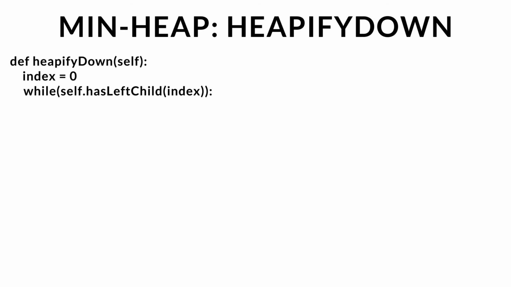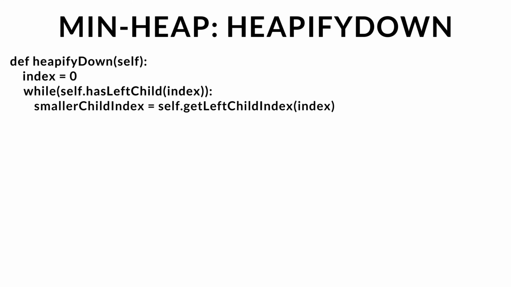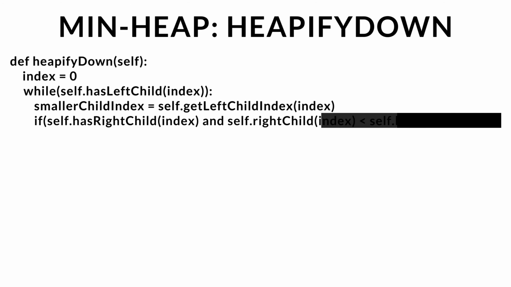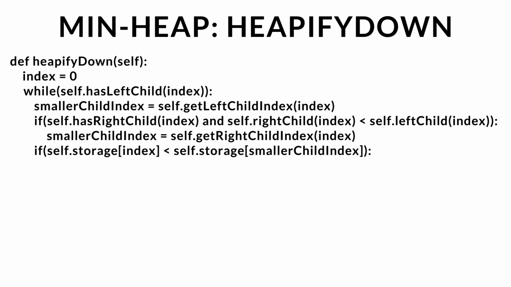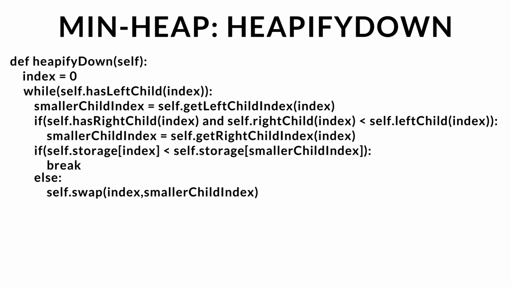Next, we need to find out the smallest between the two children. So we initialize the smallest to the left child. We then check to see if there is a right child, and if the right child is smaller than the left, we make that the new smallest. We then check to see if the node we're currently at is already less than the smallest of its two children. If this is true, that means that all our elements within the heap are in the right position, and there's nothing for us to do. So we break out of the loop. If that isn't the case, that means we need to swap between the parent and the child. And afterwards, we need to continue moving down the heap.